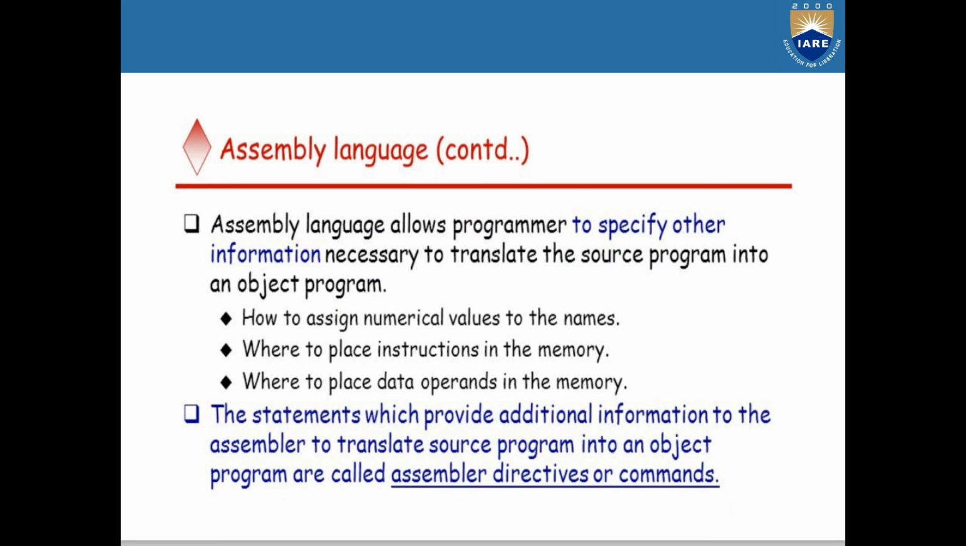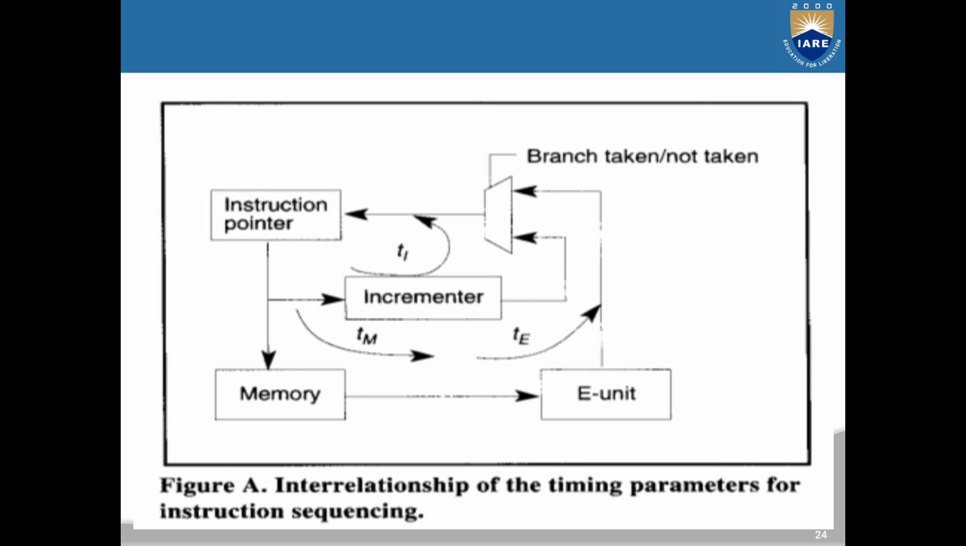Assembly language allows the programmer to specify other information necessary to translate the source program into an object program. The statements which provide additional information to the assembler to translate the source program into an object program are called assembler directives or commands. The figure shows the interrelationship of timing parameters for instruction sequencing.